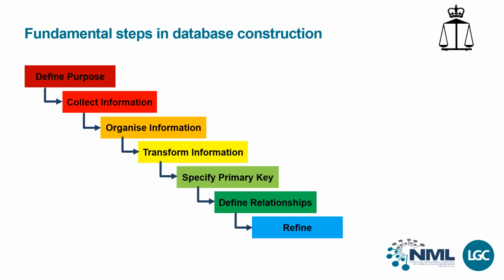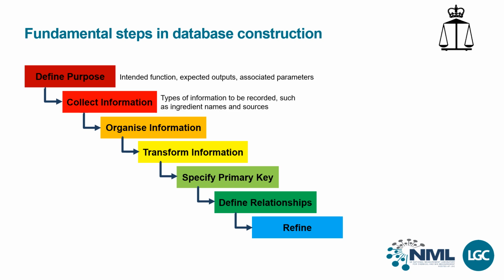There are 7 fundamental steps employed in database construction, which are listed on the slide. The first step involves defining the purpose of the database, including intended function, expected outputs, and the listing of associated parameters such as the scope and analytical methods employed. The second step is reviewing the types of information that will need to be recorded, such as ingredient name and source. Step 3 encompasses the organisation of gathered information into primary and secondary items.